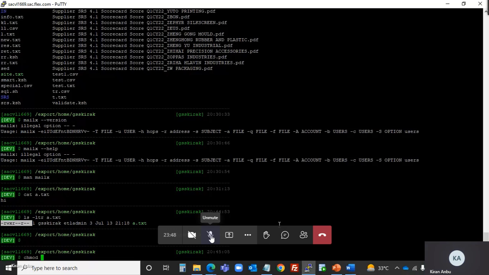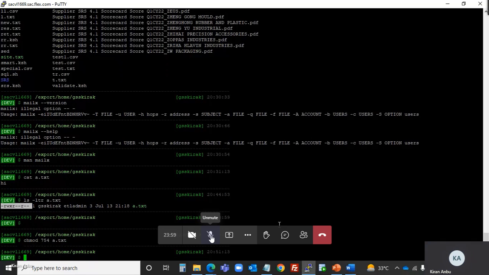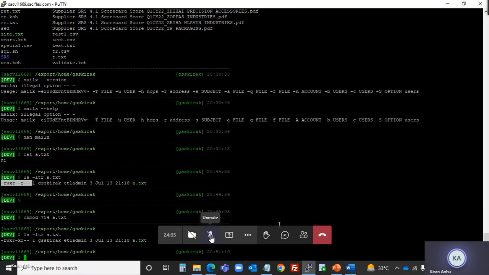So this one is 744, right? Can you see the changes now? By default 744 is there, so you get this RWX R-- R-- option. Now I have given 754, which means for group I have given some execute permission. So you can see RWX R-X, meaning X appeared now.